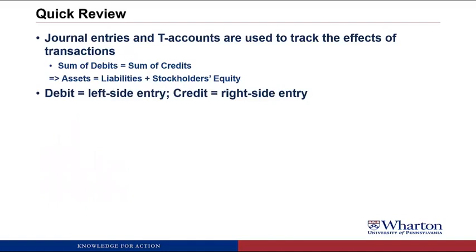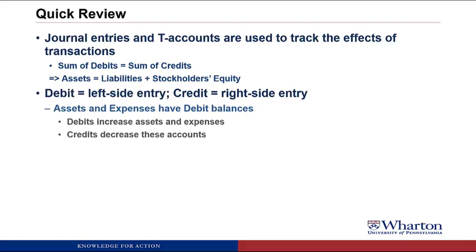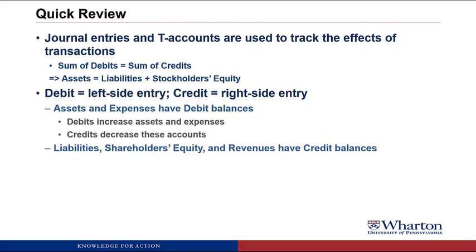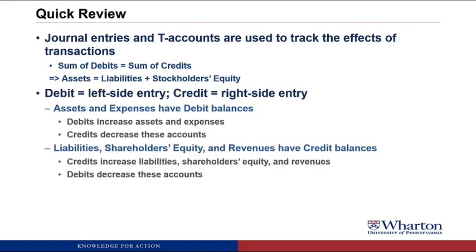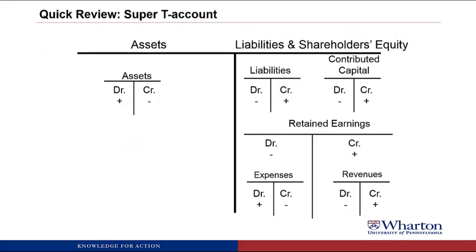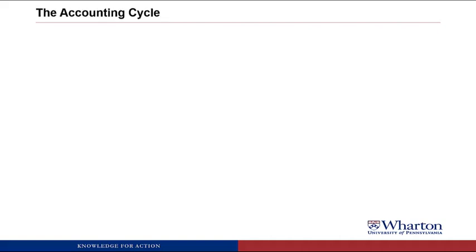To make sure that debits and credits will preserve the balance sheet equation, we set assets and expenses to have debit balances, which means that debits will increase these types of accounts and credits will decrease them. We set liabilities, shareholders' equity, and revenues to have credit balances so that credits will increase these accounts and debits will decrease them. We also looked at a visual picture that we could use to remember this, the Super T account, which shows whether debits or credits increase or decrease the various types of accounts, and talked about how you should print this out to keep it handy until you memorize it or tattoo it on your arm, whatever your inclination may be. Now we're going to talk about the accounting cycle.